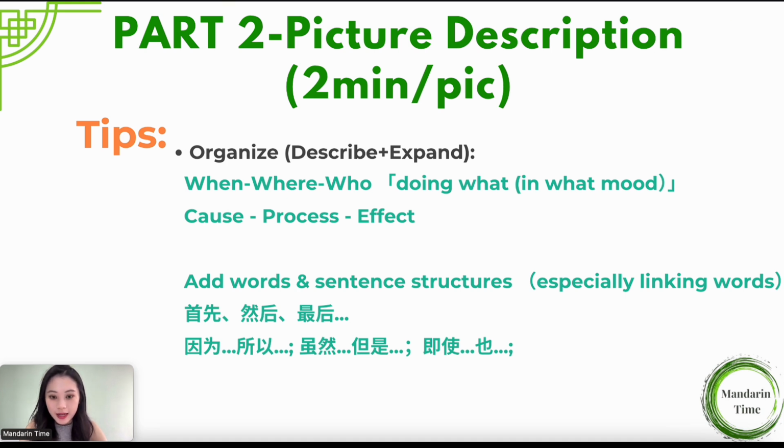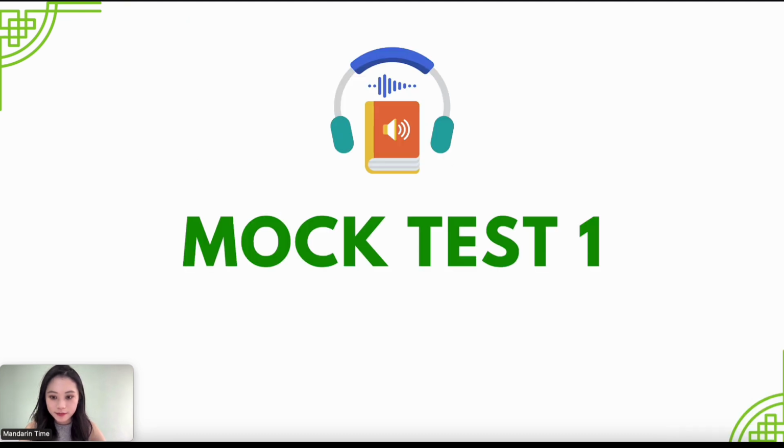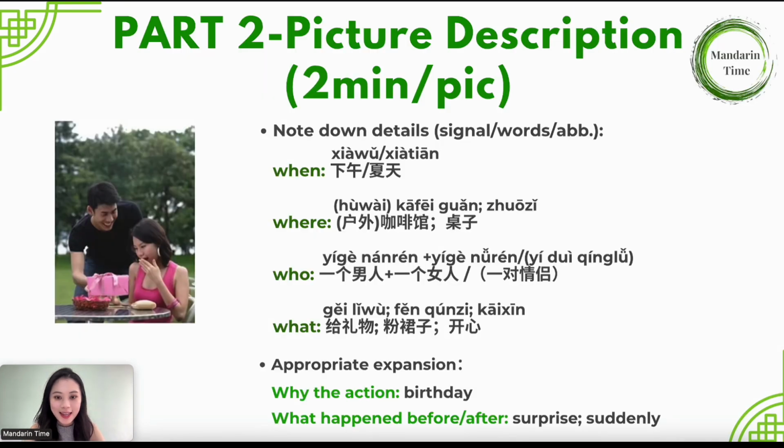Now, let's do some mock tests to practice and get familiar with the tips. Here is the first picture, and let's first note down the 4 W's. For the time, we can tell by the wording that it's summer, and it's up to you if it's morning or afternoon. I'll go with afternoon.